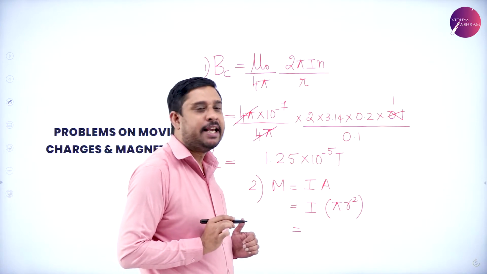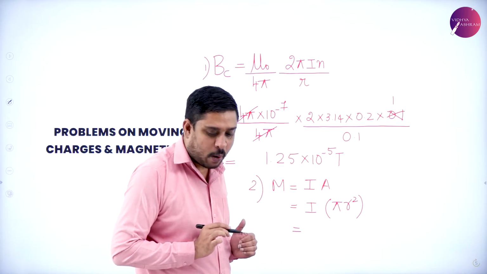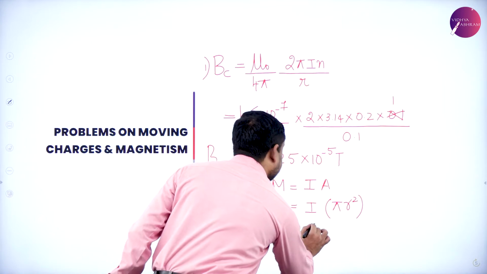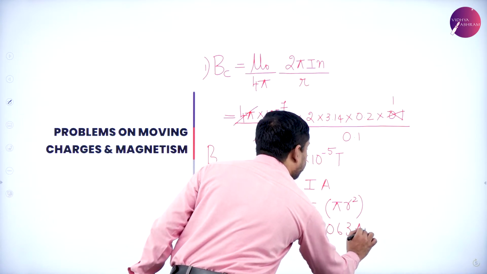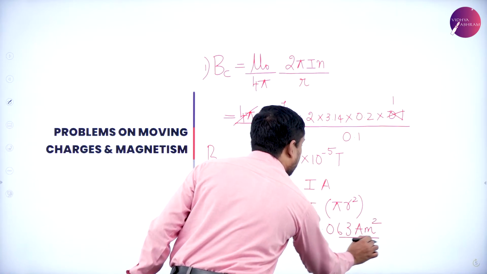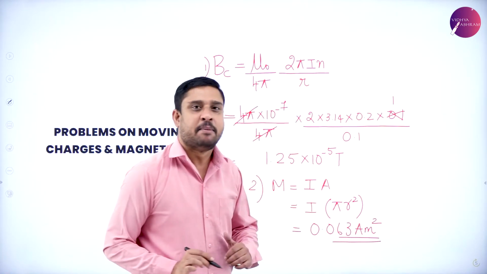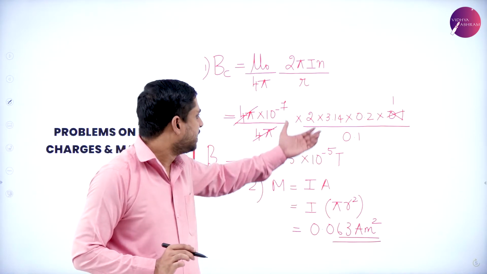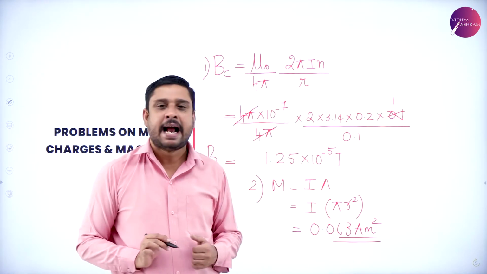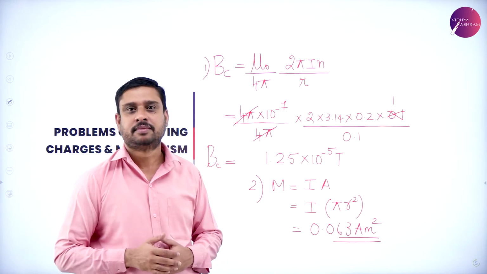Substitute for I, R is 0.1. So this is 0.063 ampere meter square. So this is the magnetic moment. See, very simple. Just substitution and calculation.